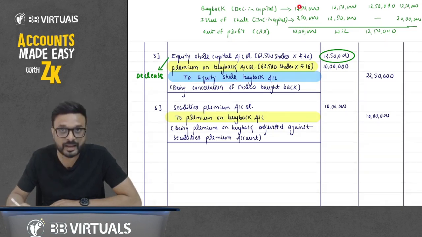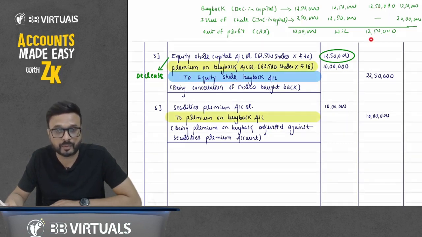So here you can see the decrease is 12 lakh 50 but the increase is 2 lakh 50. So out of profit will be 10 lakh here. Suppose, I'm changing the situation, if you have increased the capital by 12 lakh 50, there's no need to transfer to CRR. If there's a decrease in capital by rupees 12 lakh 50 and no increase in capital, the complete 12 lakh 50 will be out of profit.